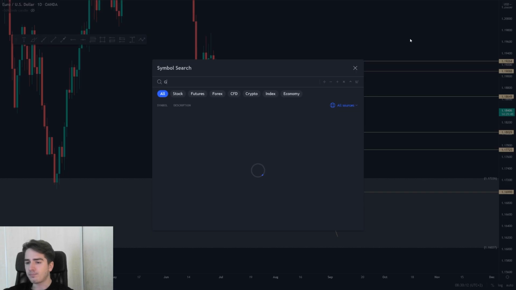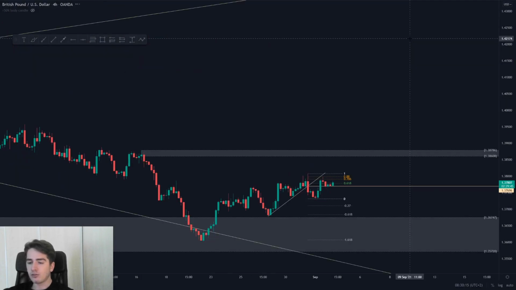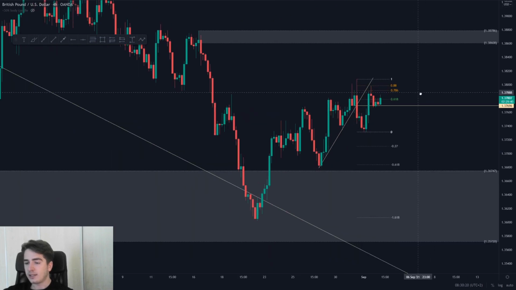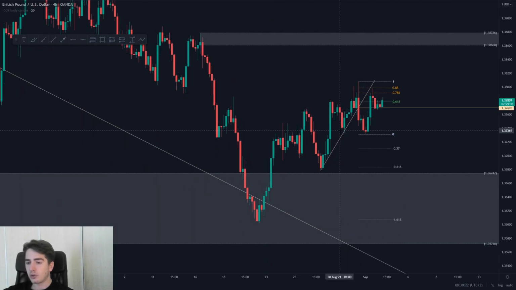Let's head over to pound dollar. And pound dollar, guys, as we can see, it seemed bearish because we created this new lower low in comparison to this low. After that, we got the fib setup.